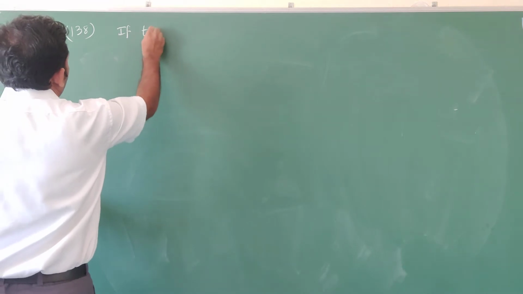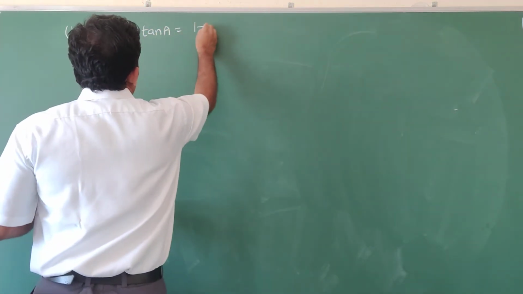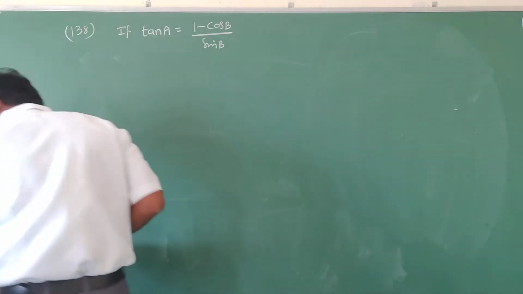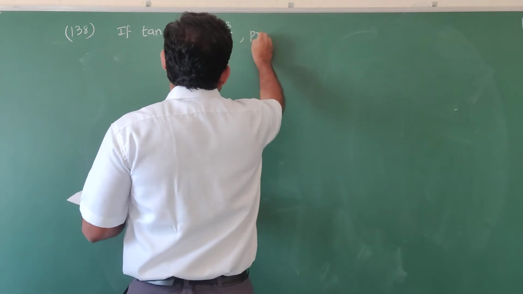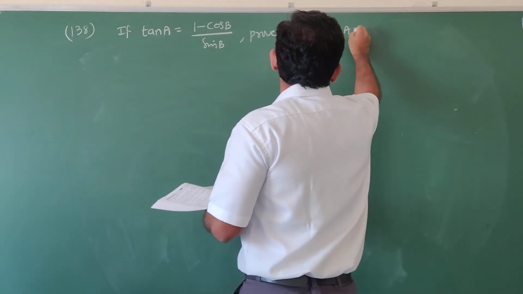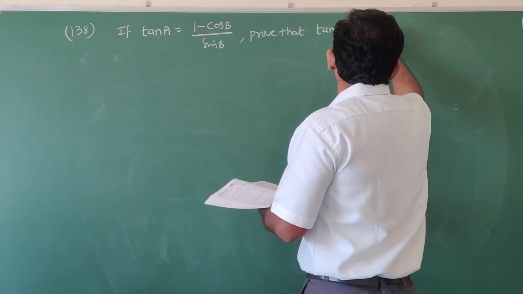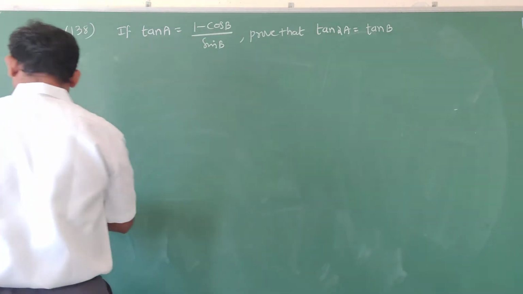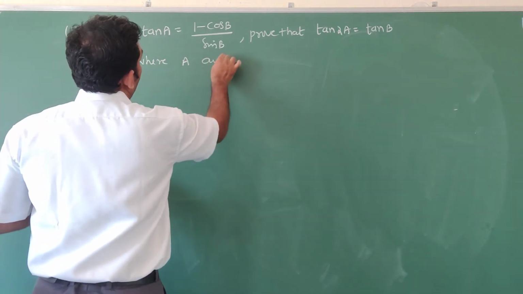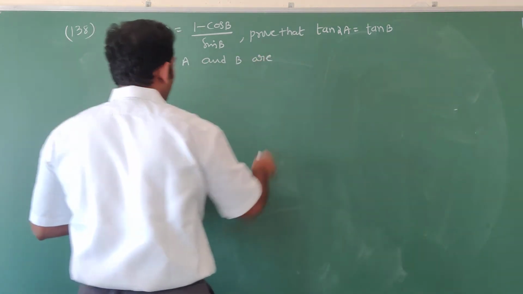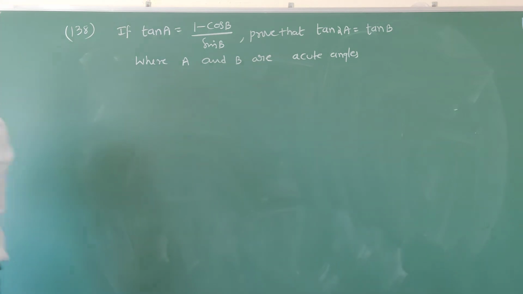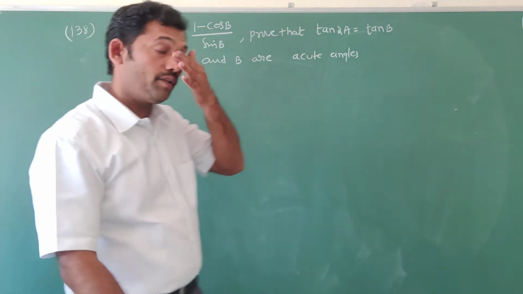If tan A is equal to 1 minus cos B divided by sin B, prove that tan 2A is equal to tan B, where A and B are acute angles.